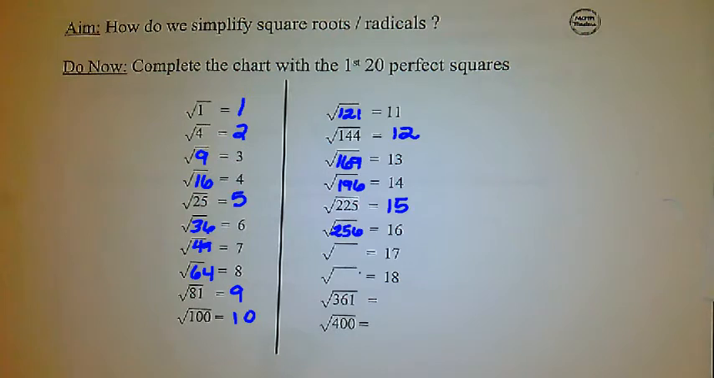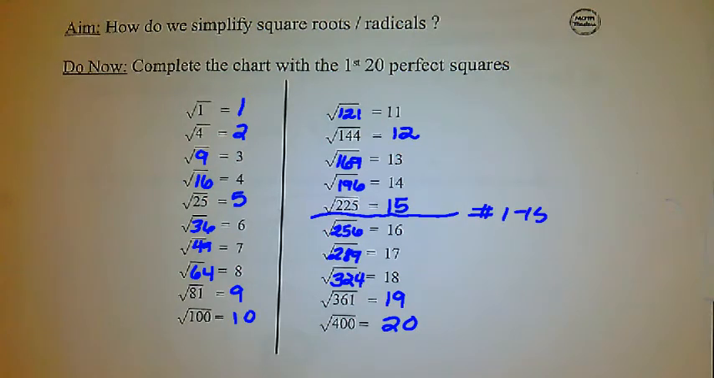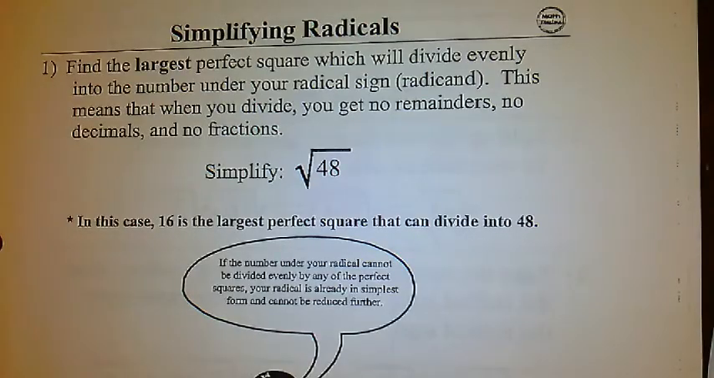17 squared would be 289. And 324. This is 19, and this is 20. In the past, I told you to know numbers 1 through 15. I would just memorize those because it just makes your life so much easier when you can look at those numbers and you recognize them.